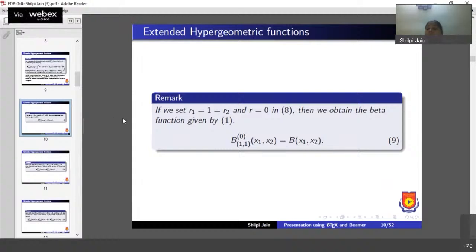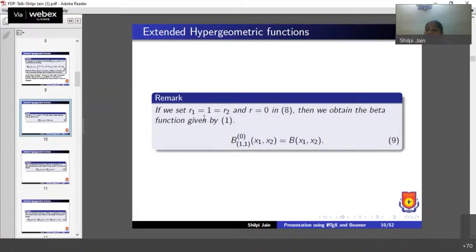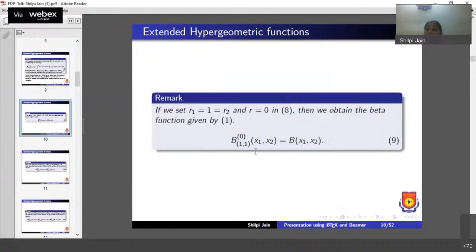If we set r1 = 1 = r2 and r = 0 in this equation, equation number 8, as you see equation number 8, we have the relation beta_(1,1,0)(x1, x2) = beta(x1, x2). If we put r1 = r2 = 1 and r = 0, we get the result beta_(1,1,0)(x1, x2) = beta(x1, x2).